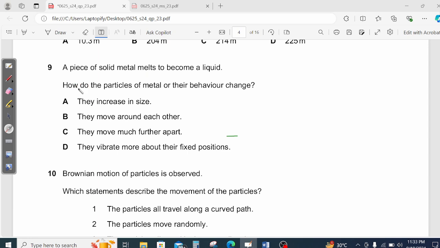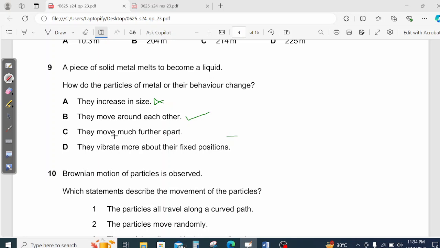Then what is the behavior? Remember, is there an increase in size? No, the size never increased. Okay, they move around each other. Yes, move around each other. It means when solid matter comes into the liquid, as a result they can flow. It means the particles of the liquid move around each other. As a result, the liquid can flow from one place to another place.